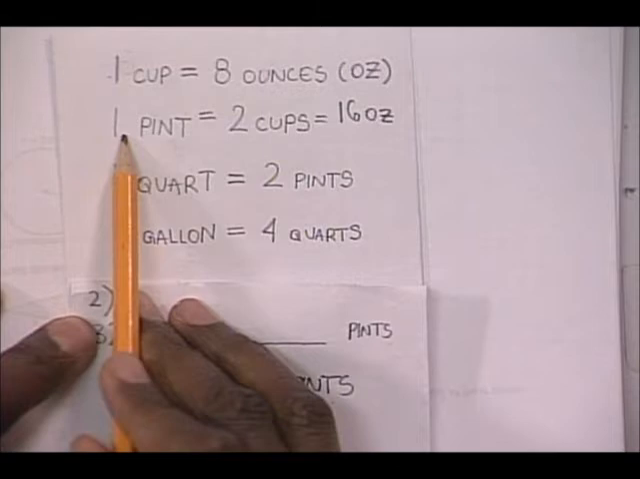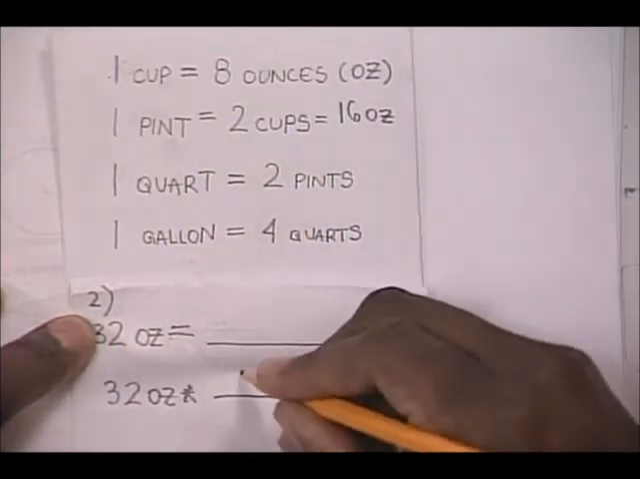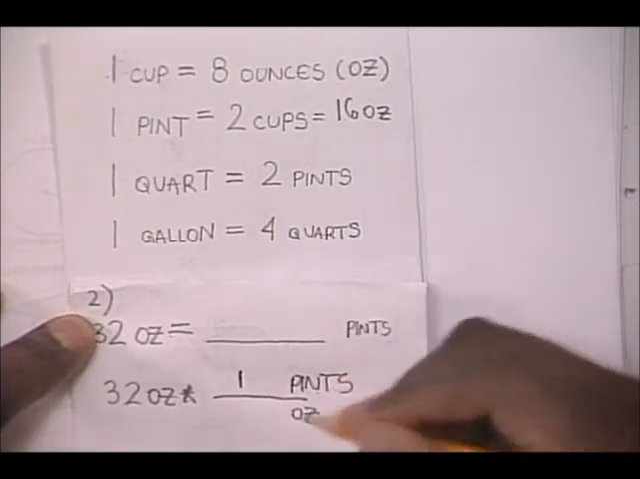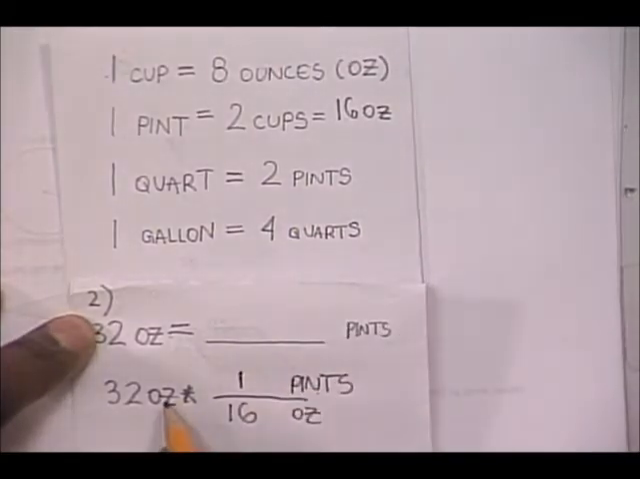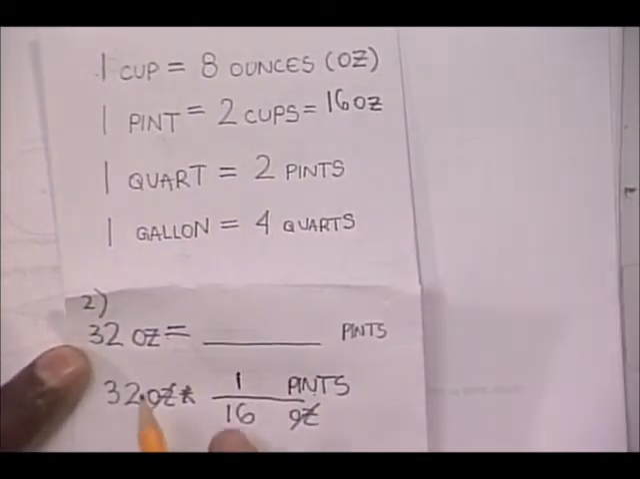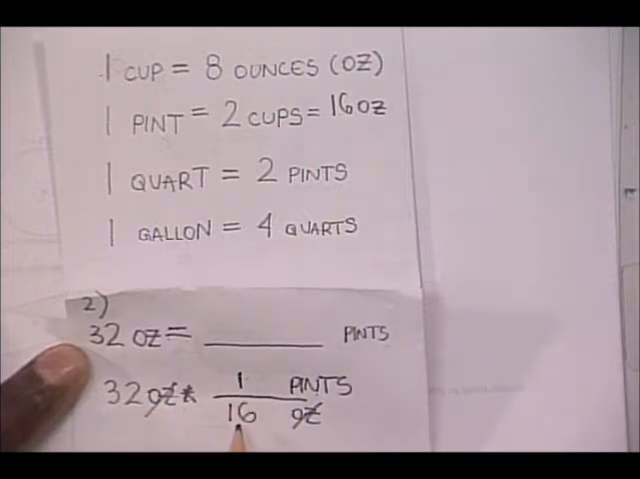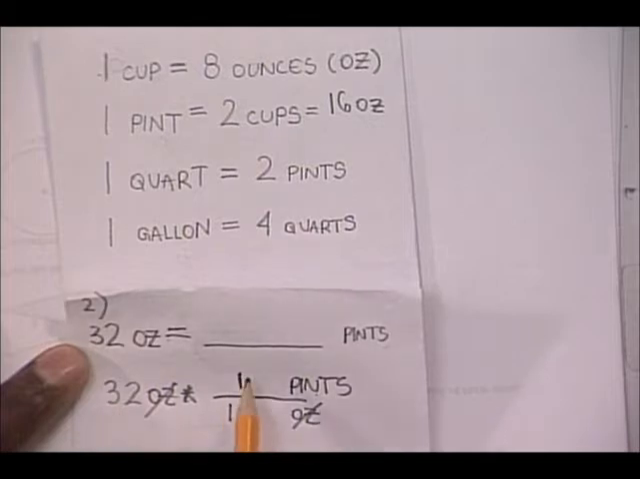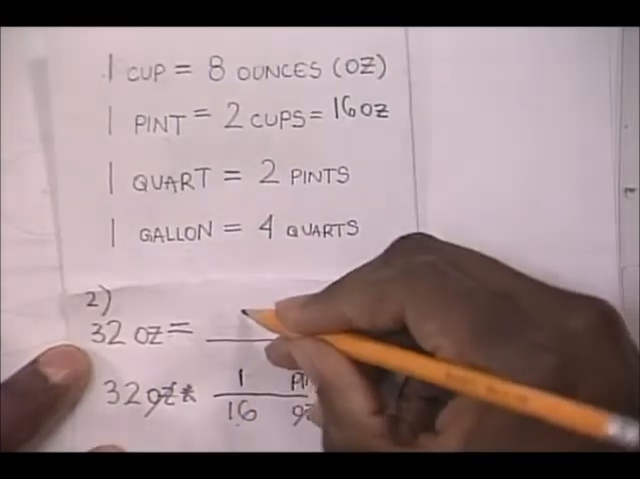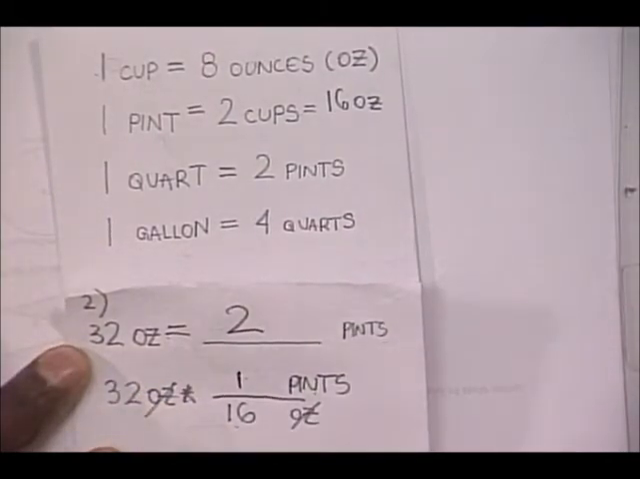Up here, we say that every pint is 16 ounces. So you're going to put 1 pint is 16 ounces. Again, ounces are up here, so I put ounces down there, and I wanted pints, so I put that up top. Ounces cancel, and now you do the same thing we did before. 32 times 1, divide by 16. Anything on the top, you're going to multiply. Anything on the bottom, you're going to divide. 32 times 1, divided by 16, and you get 2 pints. 32 ounces is equal to 2 pints.